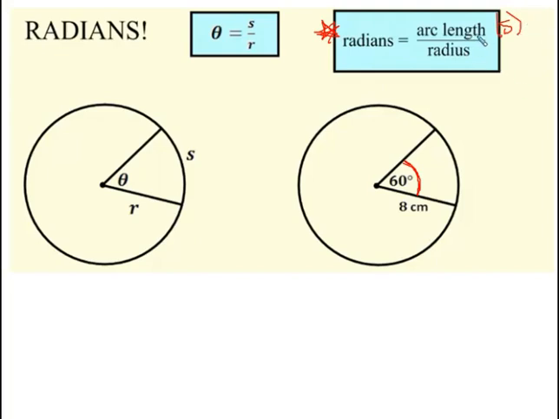So we're going to find some arc lengths and divide it by the radius, and that should give us this angle measure in radians. So just as a little general over here, we're looking at this particular angle, and we're going to focus on the arc length and the radius in order to help us figure out this angle measure in radians.